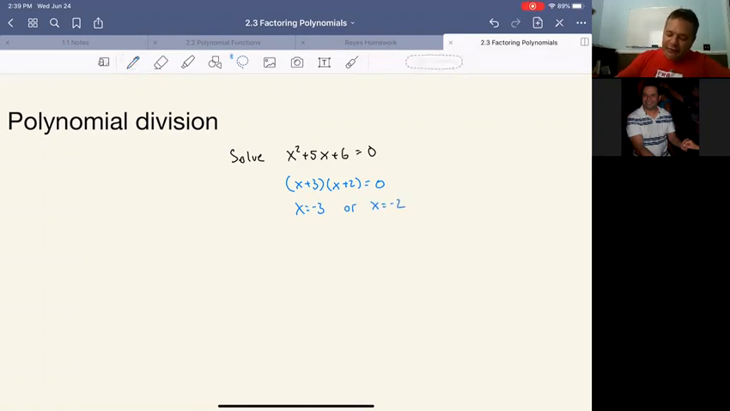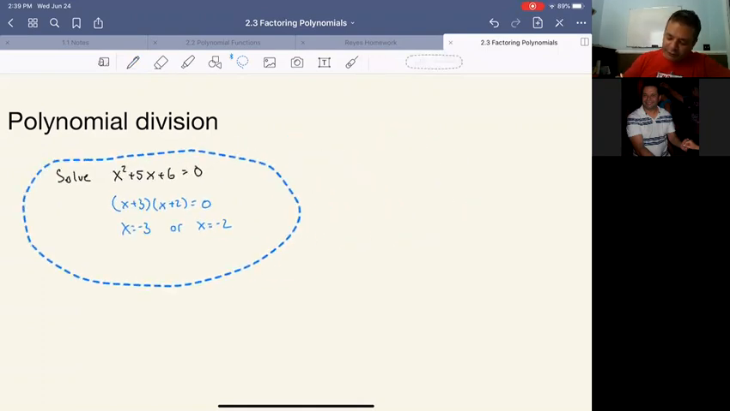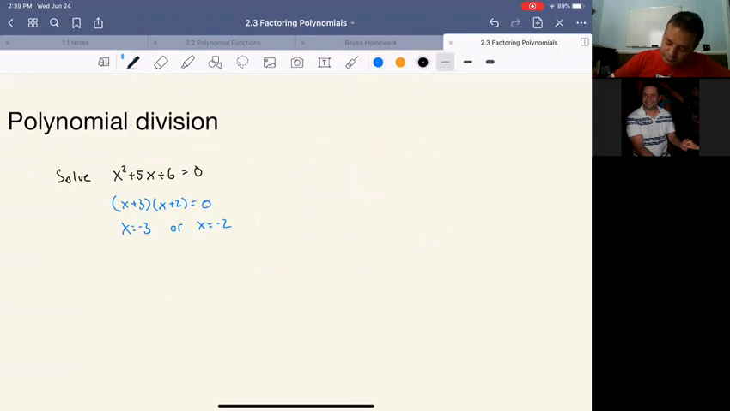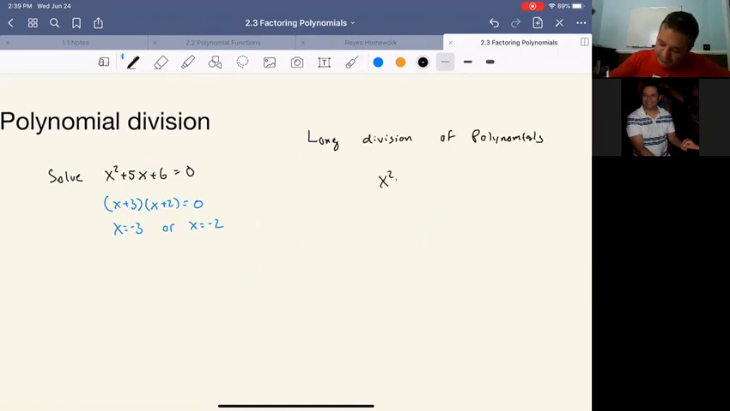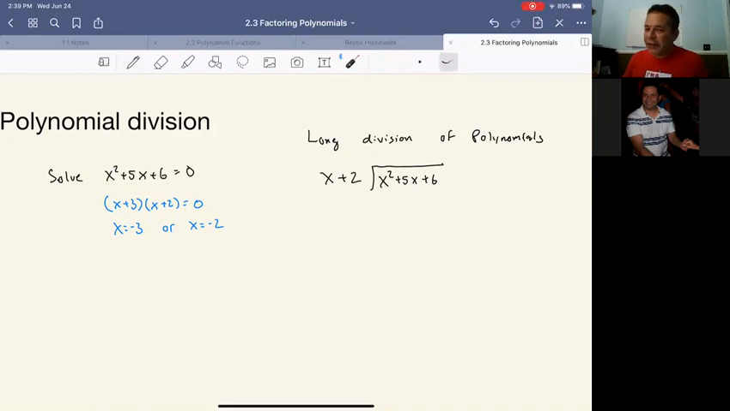Now, what we're going to do next is we're actually going to do long division of polynomials. Let's take x squared plus 5x plus 6 and divide it by x plus 2. If everything makes sense, we should get x plus 3 on the top. So let's just double check and make sure we do get that.